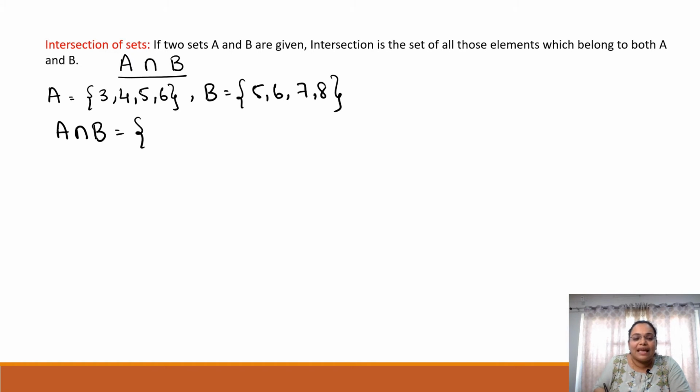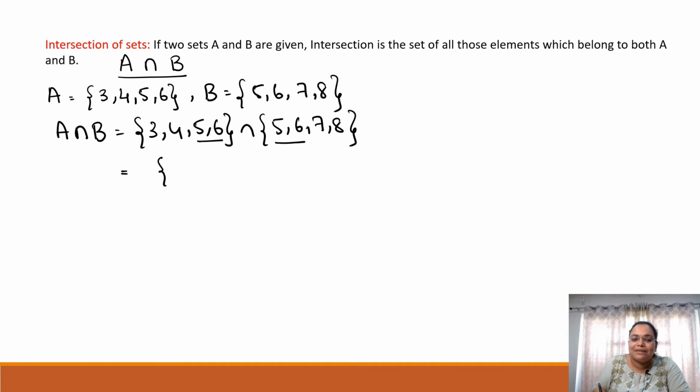Right? So what is set A? {3, 4, 5, 6} intersection set B {5, 6, 7, 8}. Right? Intersection is nothing but your common elements from both the sets. What are the common elements from both the sets? 5 and 6. So you need to take the common elements from both the sets. This is your roster form.